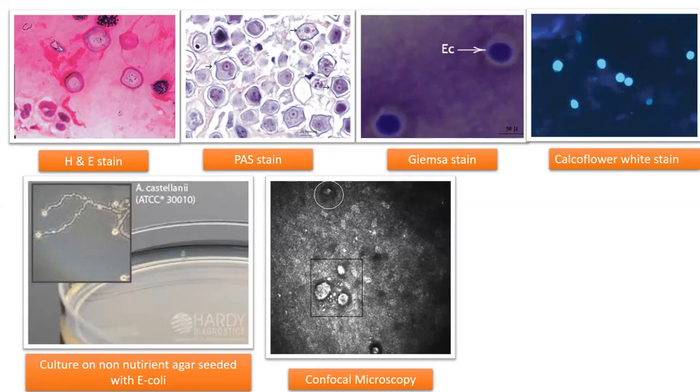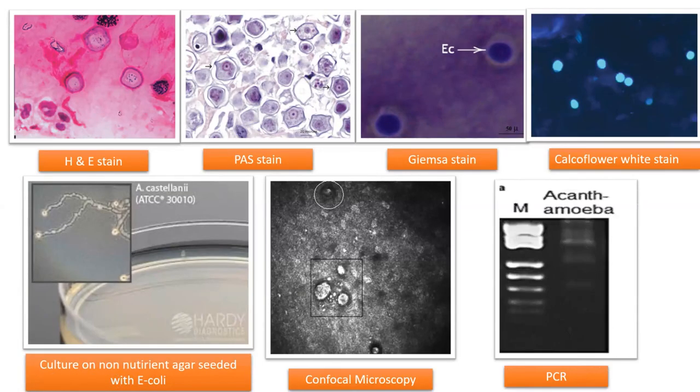Another final way of diagnosis is PCR. Doing PCR of the corneal tissue amplifies the DNA of the organism, so we can use it for detection of the organism. So these are the different methods for diagnosis of acanthamoeba keratitis. I hope that this is useful.